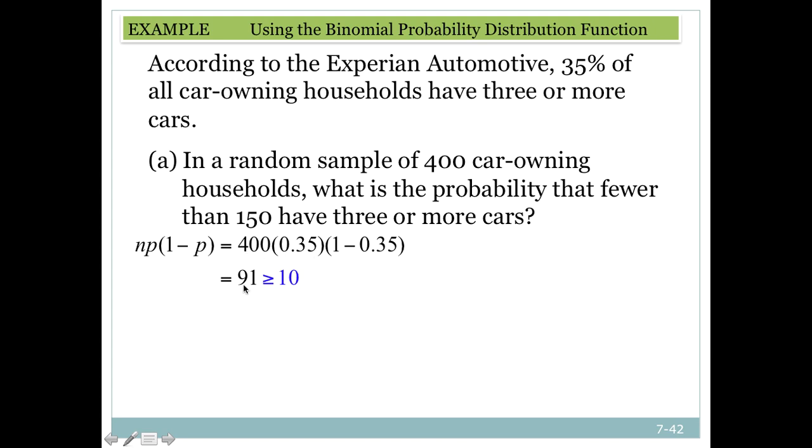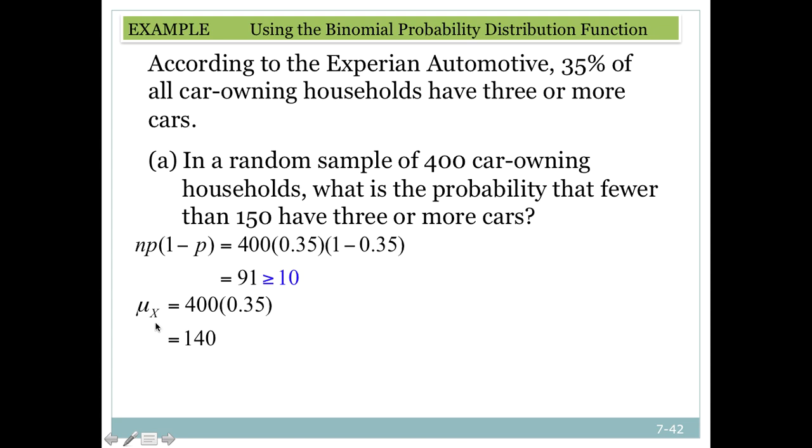So our 400, which is our sample size, times our probability of success, which is 0.35, times 1 minus 0.35 gives us a value of 91, which is obviously larger than 10. So we're fine to use our normal approximation.